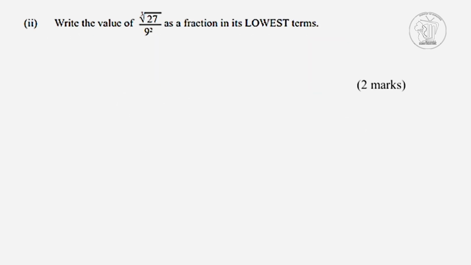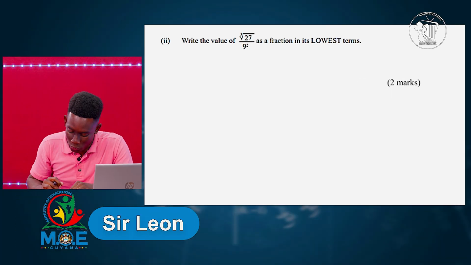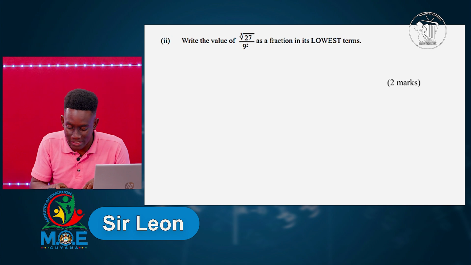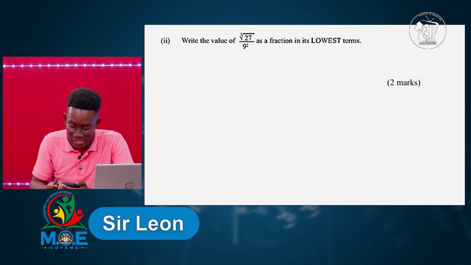So let's move on to the last one for this set of questions. Write the value of the cube root of 27 over 9 squared as a fraction in its lowest terms. What we want to do is find the cube root of 27, then square 9, and then simplify that. To find the cube root of any number, we press 3 and then press second function or shift. Then we go to the upside down V and that will give us 3 with a little x and the square root sign. That is telling us the cube root of, and then we put the number, in this case 27.